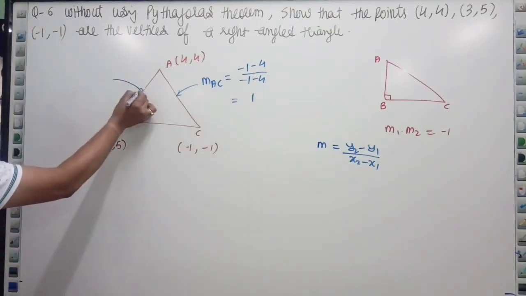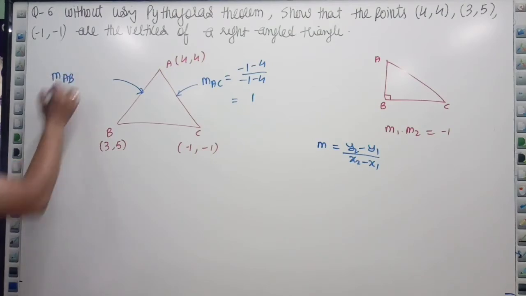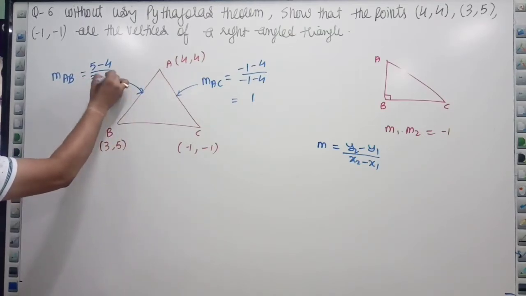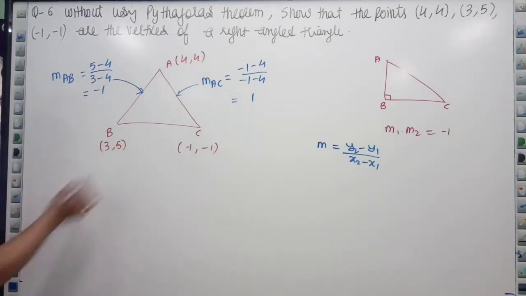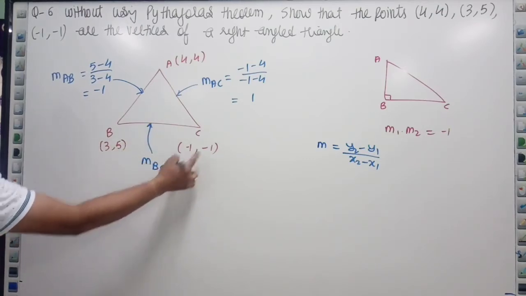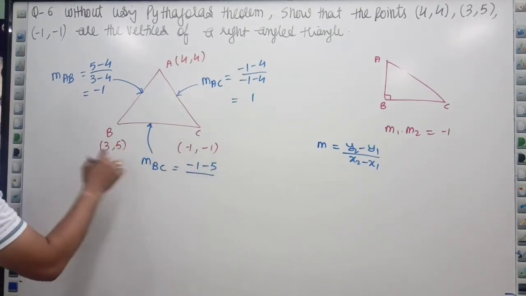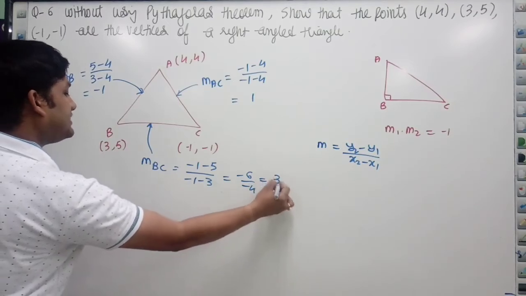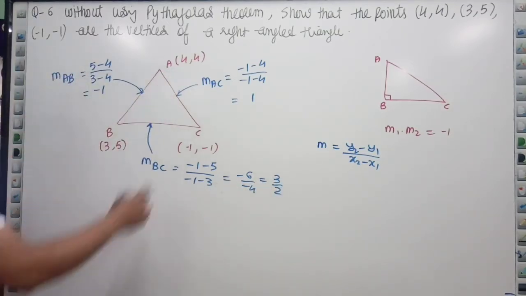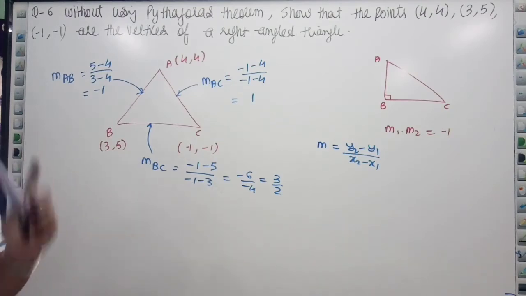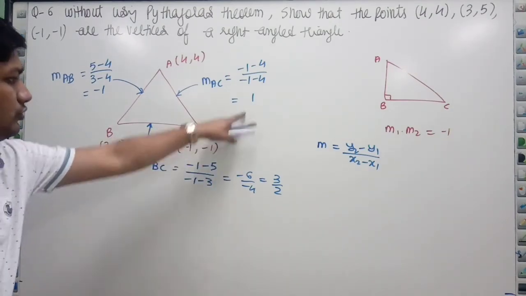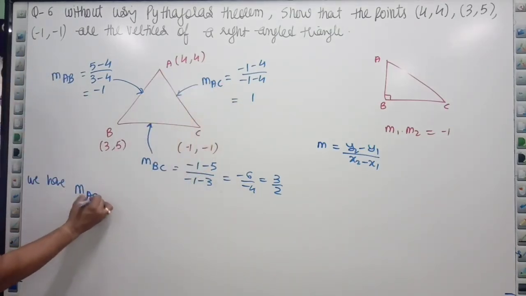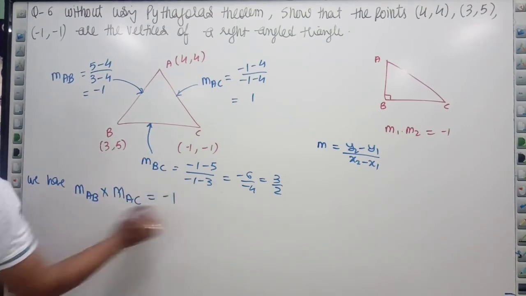Right? What is the slope of AB? y2 minus y1 is 5 minus 4, x2 minus x1 is 3 minus 4, so 1 upon minus 1 is minus 1. And what is the slope of BC? y2 minus y1 is minus 1 minus 5, x2 minus x1 is minus 1 minus 3. So minus 6 by minus 4, that is 3 by 2. Now you see here, out of these three, the multiplication of which two is minus 1? Yes, we can say slope of AB into slope of AC is equal to minus 1.